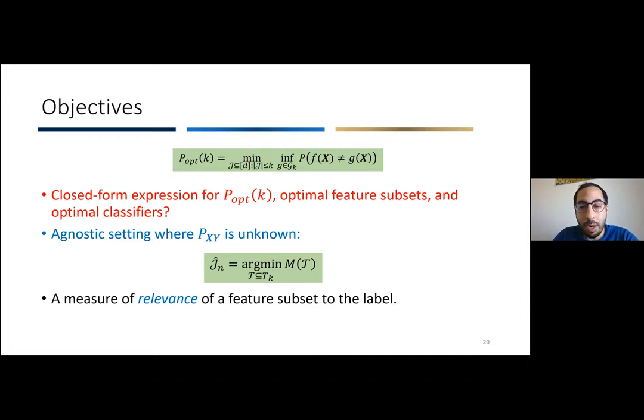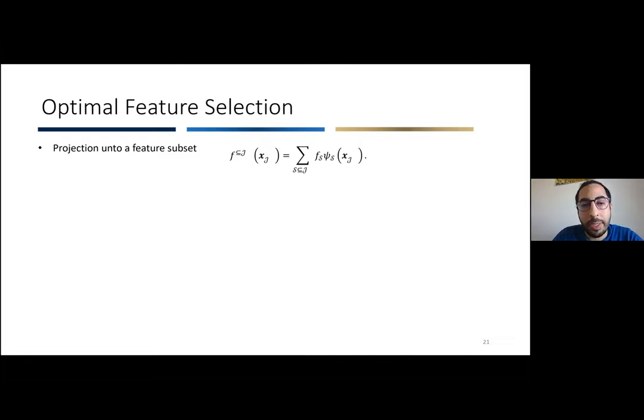For that, we need one more definition. If you are given a function f, then we can write its Fourier expansion. But now, instead of ranging over all subsets of elements 1 to d, if we restrict ourselves to the collection of subsets S which are only subsets of J, where J is fixed, then we get a part of the Fourier expansion of f. This represents a projection of the labeling function that measures the dependency of the labeling on feature subset J.